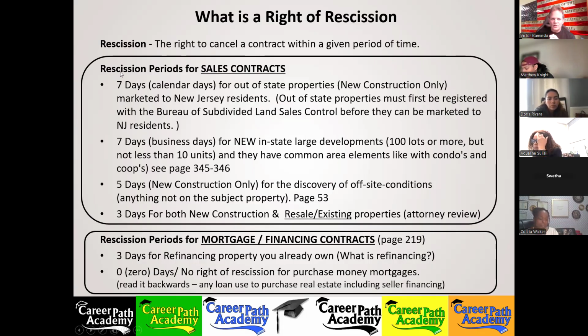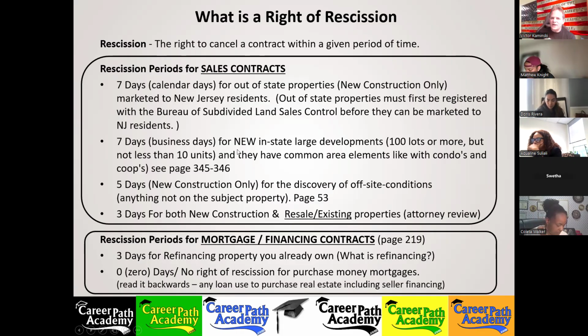And the top one is all the rescission periods for sales contracts. And they deal with new construction. All of them except for the last one, which also deals with the resale of existing properties. That's your 3 days for attorney review. You have that 5-day rescission period for new construction for the discovery of off-site conditions.